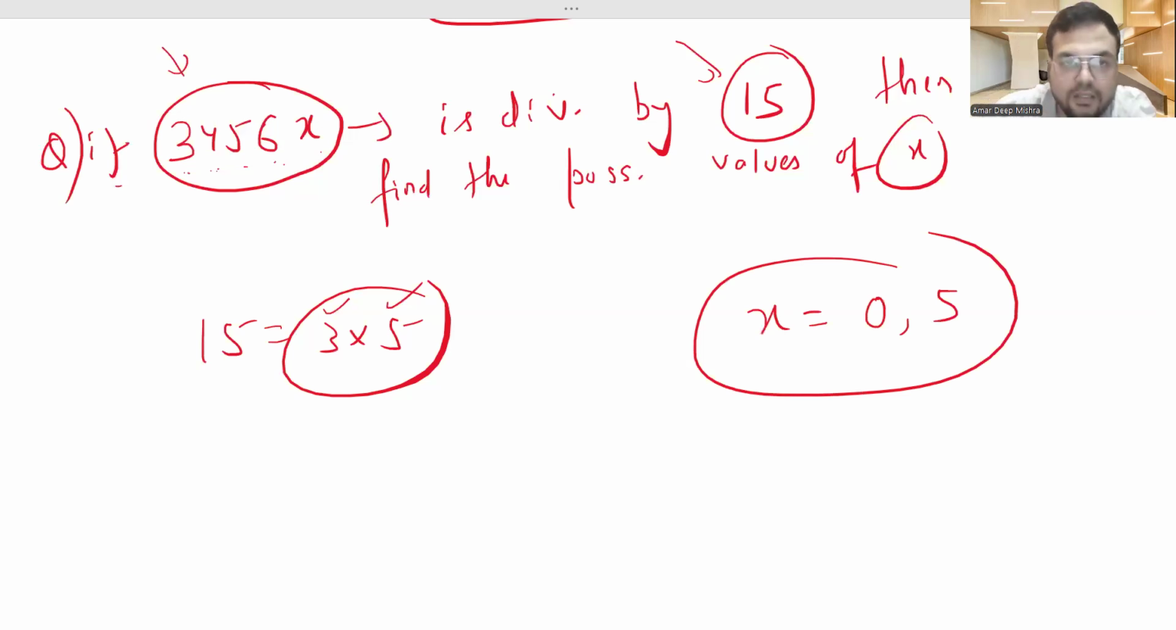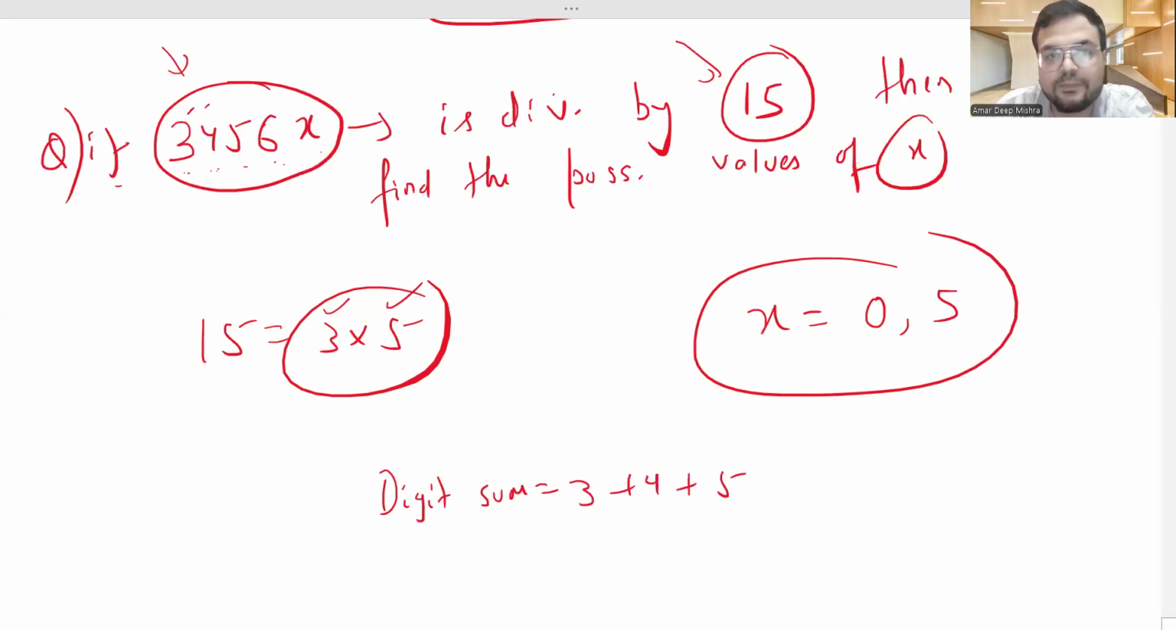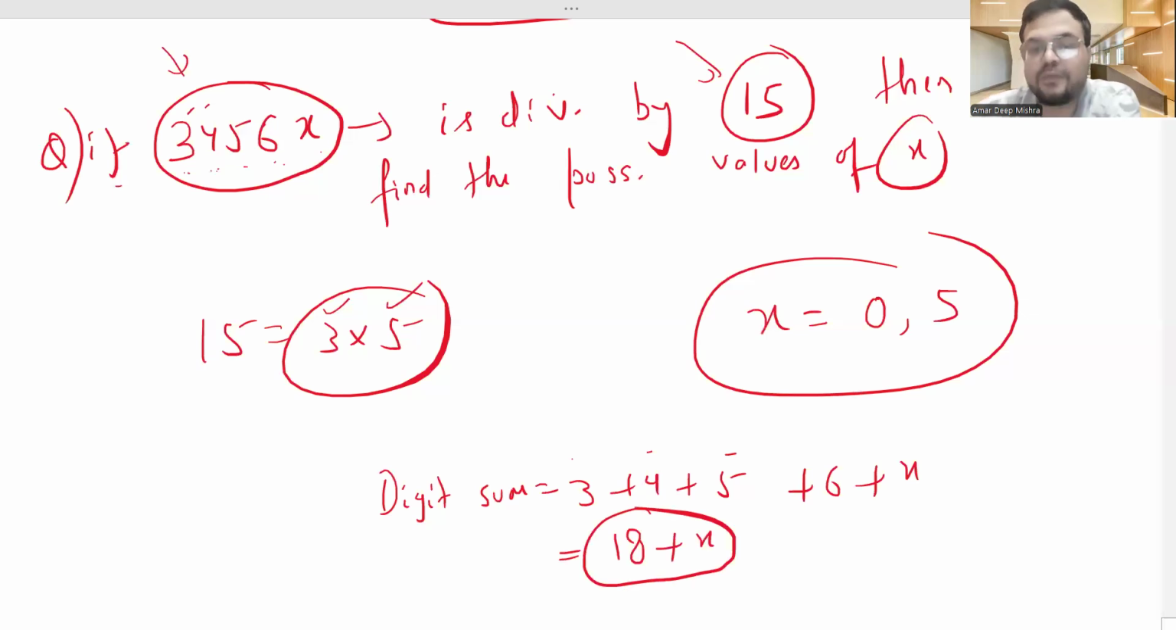But this number is also divisible by 3. So the digit sum would be 3 plus 4 plus 5 plus 6 plus x. So 3 plus 4 is 7, plus 5 is 12, 12 plus 6 is 18. So 18 plus x. Now, what should be the minimum value of x so that this digit sum gets divisible by 3? The minimum possible value of x would be 0.